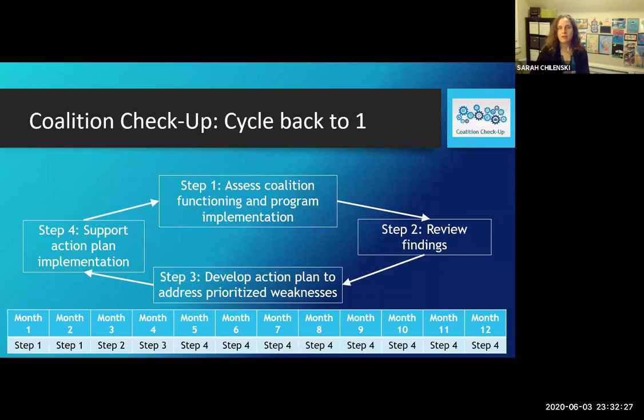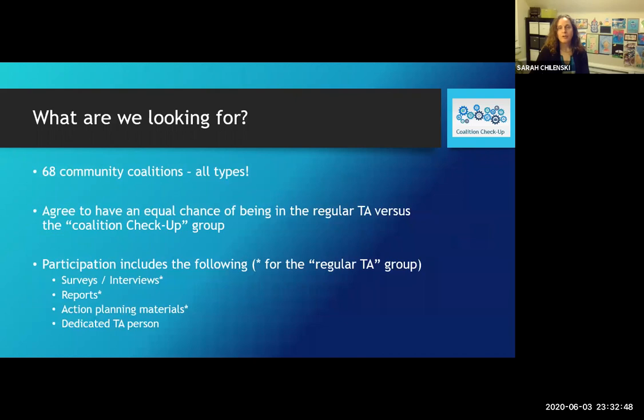That data collection allows the coalition to check in on the progress and adjust plans as needed the following year. So there you have it, an overview of the Coalition Checkup Technical Assistance Model. Now you are probably wondering, what's next? What are we looking for? And here we are now in the process of recruiting 68 community coalitions in Pennsylvania to try out this TA model. The resources that are coming into Pennsylvania to support all of this TA are coming from a research source of funds, NIDA.